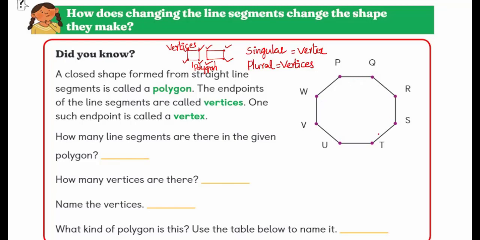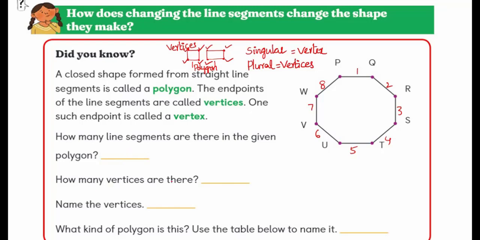A closed shape formed from straight line segments is called a polygon. How many line segments are there, children? Count. 1, 2, 3, 4, 5, 6, 7, 8. How many line segments are there, children? 8 line segments. You have to write here 8.